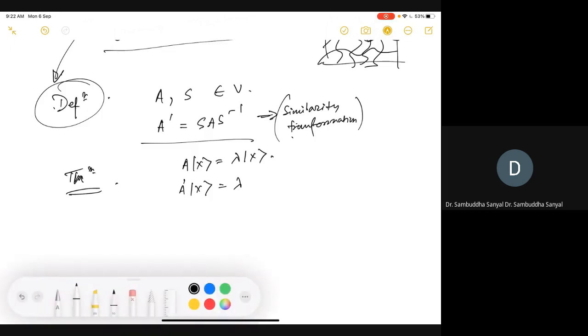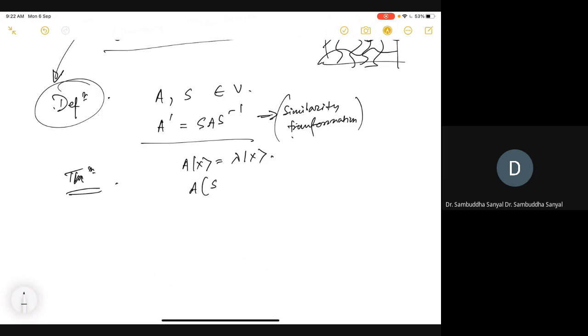Sorry, there is a typo. A prime is very simple to show, if you just write A prime as SAS inverse, it's very trivial to show that. Now this means that their eigenvalues are going to be intact, but their eigenvectors are going to change. So if A has an eigenvector x, A prime, which is SAS inverse, will have an eigenvector Sx, but eigenvalues are intact.